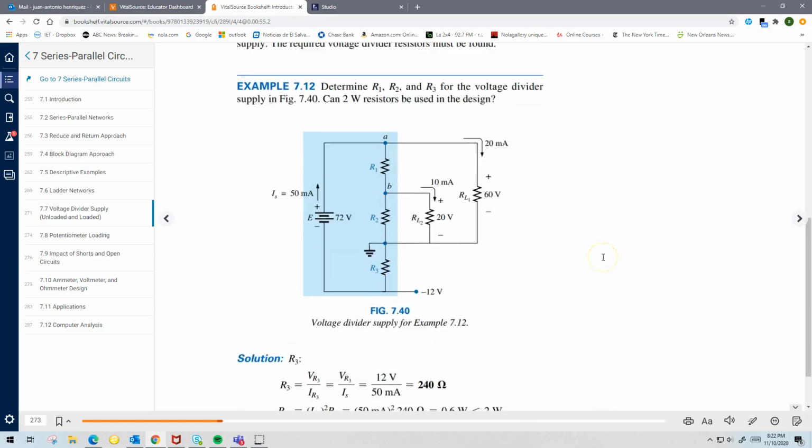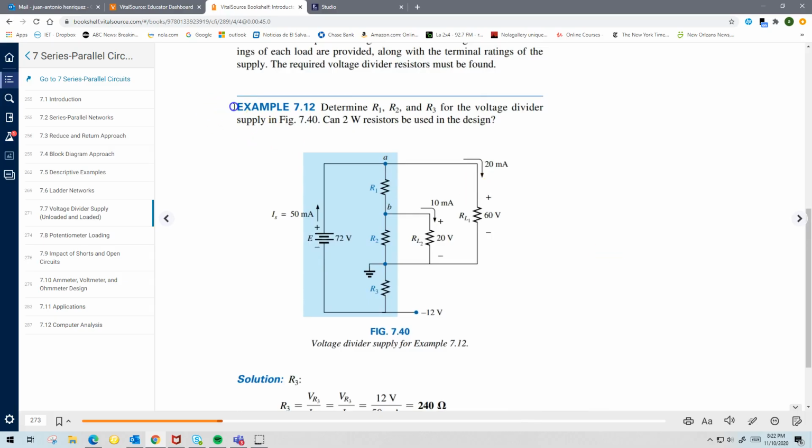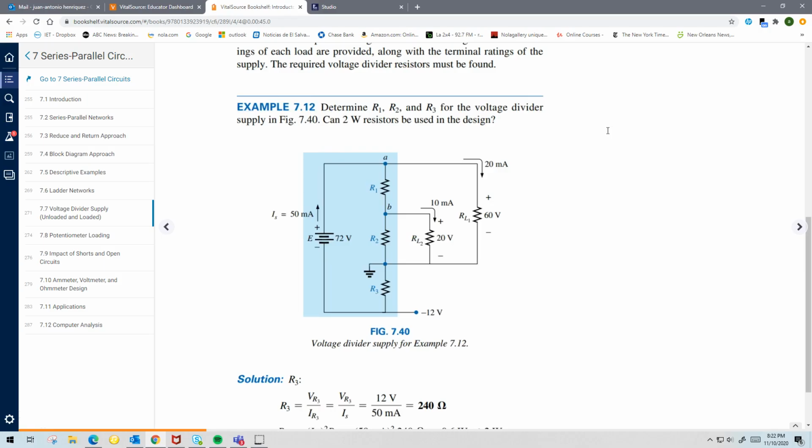But let's try this circuit, because this is example 7.12, and apply some of those concepts, because they put an important twist here about the 2-watt resistance, and I want you to understand that concept if you haven't already. Let's look at this example. It says find R1, R2, R3 for the voltage divider supply in this figure. Can 2-watt resistors be used in this design?